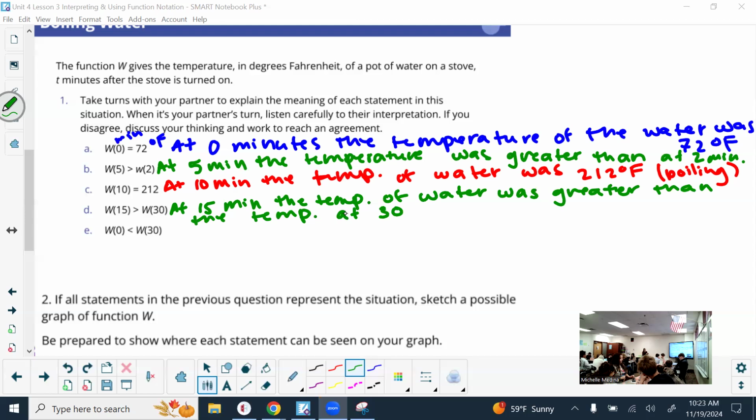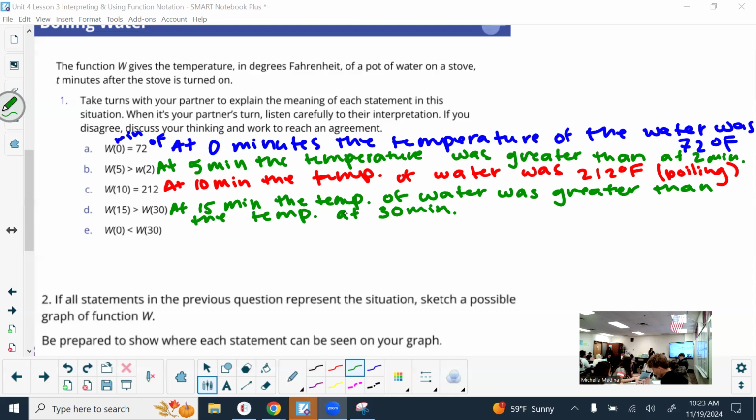So what does that tell you about the situation of the boiling water on a stove? Why would it not be as hot after 30 minutes? What did they probably do? They probably turned off the stove. Maybe they lowered it, but at 30 minutes, the temperature is less than at 15 minutes.